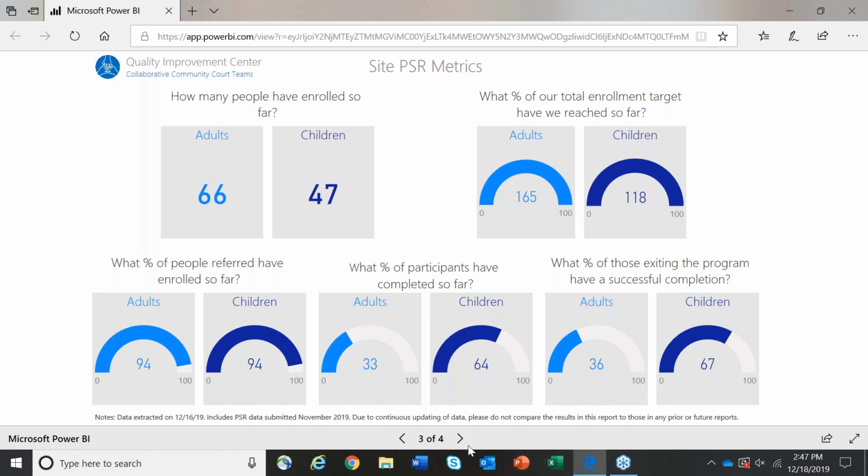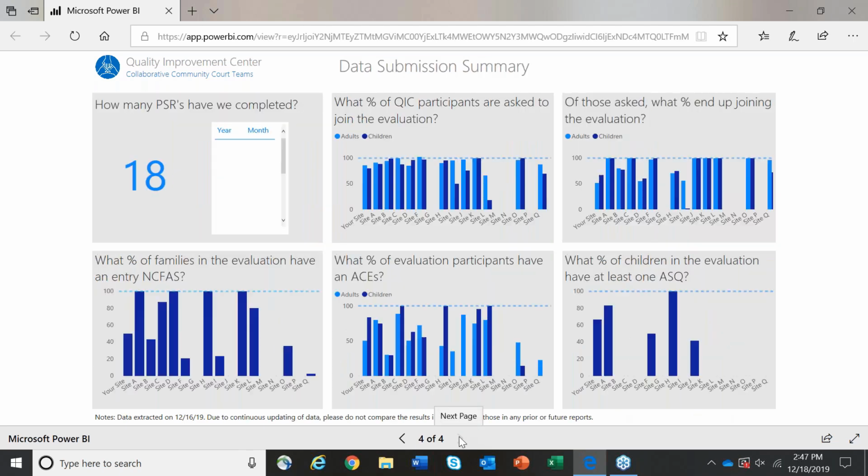And then this last one shows your data submission status rather than any program performance indicators. This top left square gives a count of PSRs we've received from your program, combining both the Excel data that you used to submit and the REDCap data, and then a table showing which specific years and months we've gotten PSR data from your program.